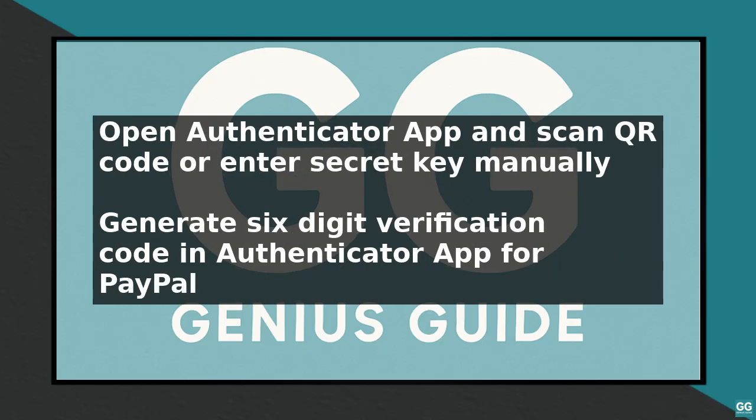Once you have scanned the QR code or entered the secret key, the Authenticator app will generate a 6-digit verification code. Return to the PayPal website or mobile app and enter this verification code to complete the setup process. You may be asked to confirm that you have successfully set up the Authenticator app.